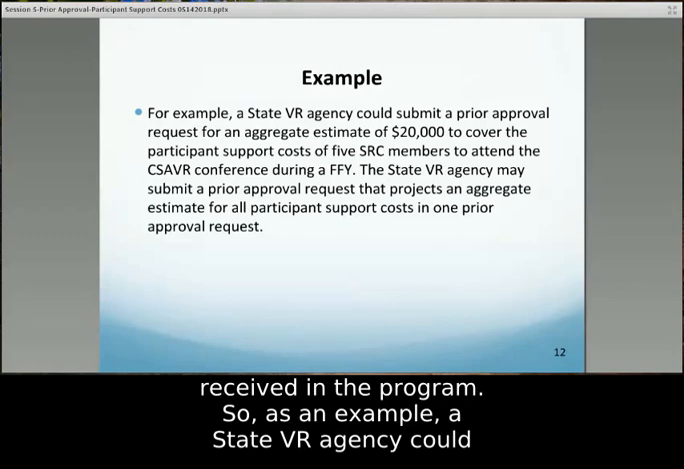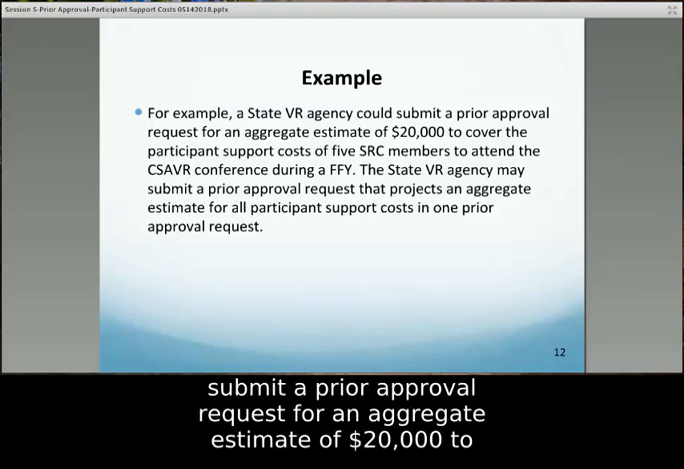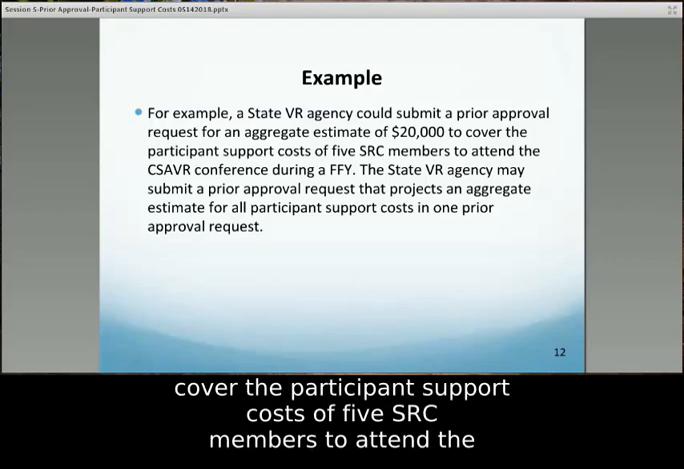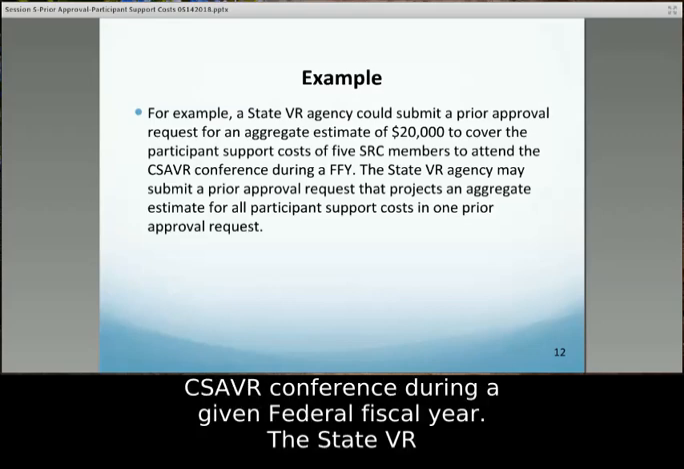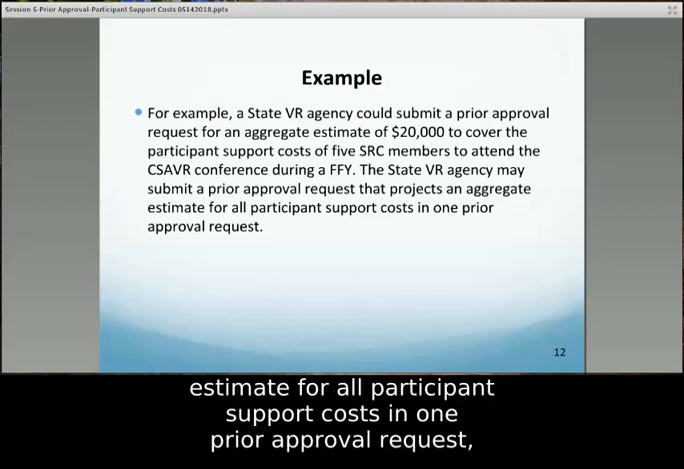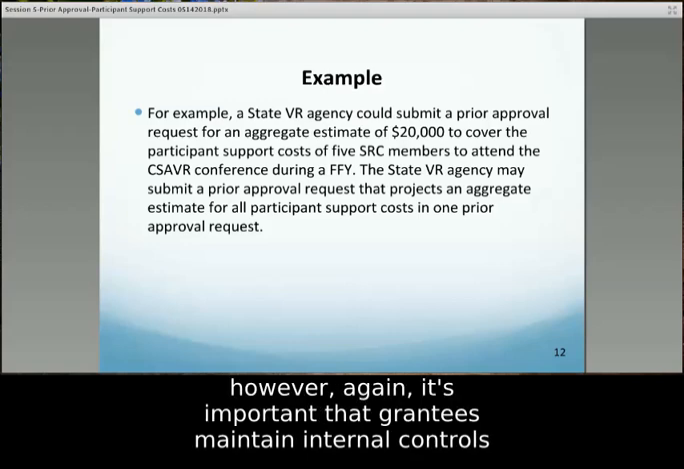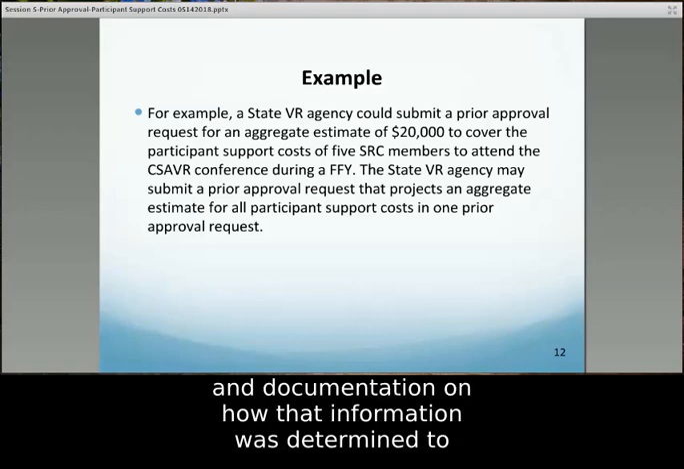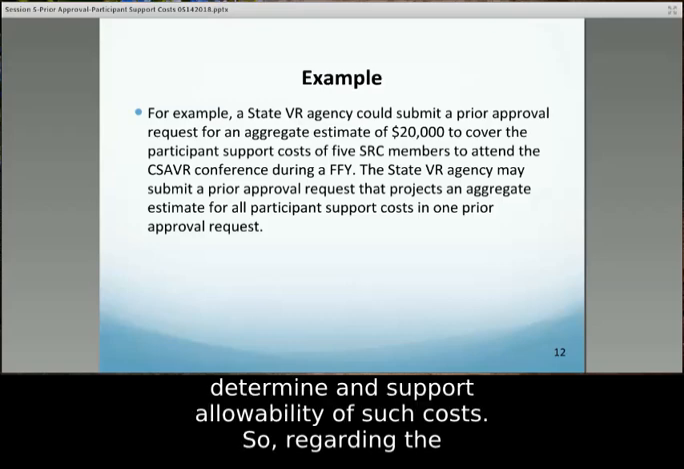So I have an example. A state VR agency could submit a prior approval request for an aggregate estimate of $20,000 to cover the participant support costs of 5 SRC members to attend the CSA VR conference during a given federal fiscal year. The state VR agency may submit a prior approval request that projects an aggregate estimate for all participant support costs in one prior approval request. However, again, it's important that grantees maintain internal controls and documentation on how that information was determined to support allowability of such costs.